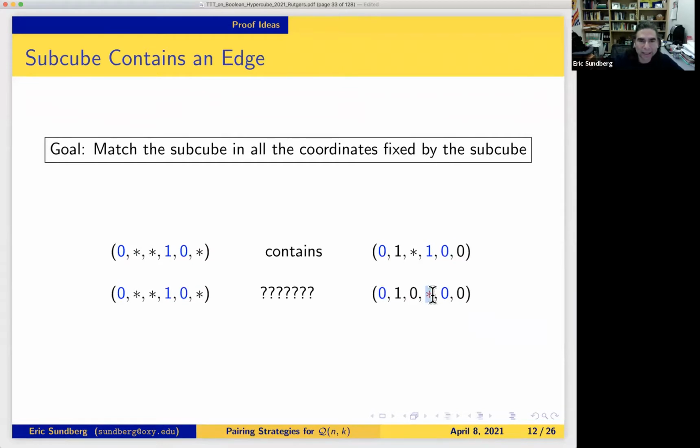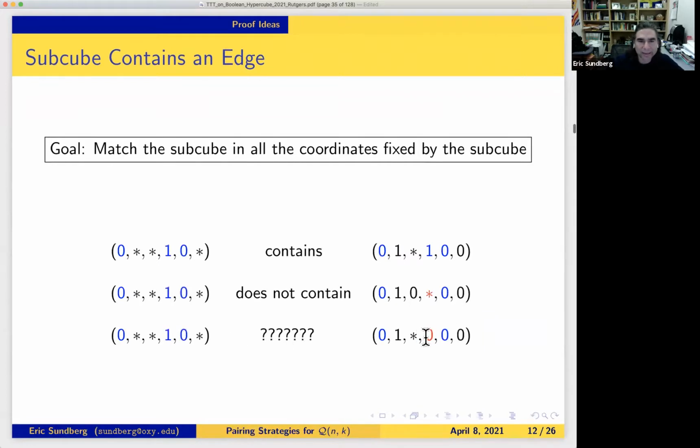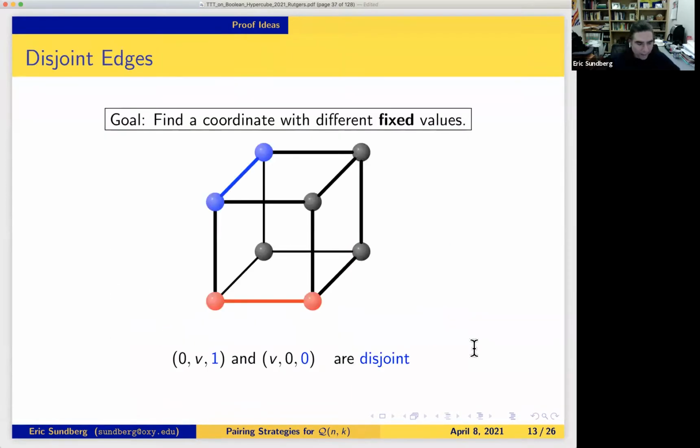This new edge right here has a star in its 4th coordinate instead of a 1, so it doesn't contain that edge. And then this edge right here has a 0 in its 4th coordinate instead of this 1. So this subcube does not contain this edge over here. And that's all we have to do, is check, do the edges match the subcube in all of the coordinates fixed by the subcube.